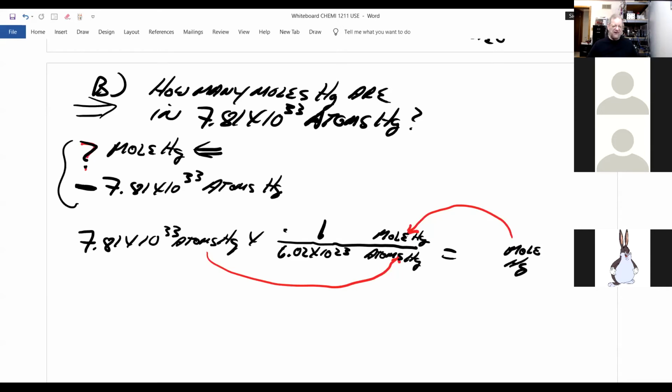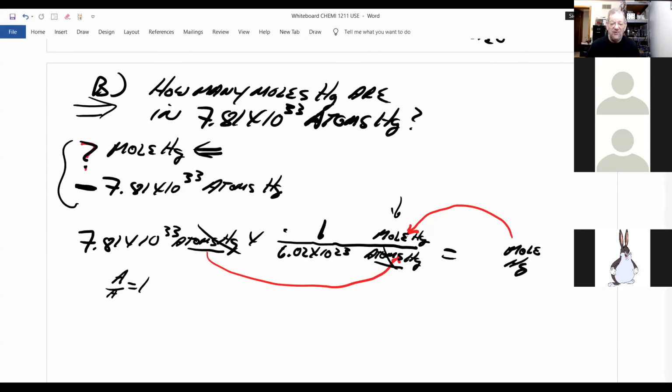Now, before I pick up my calculator, I'm going to check my units. Notice atoms of mercury divided by atoms of mercury. And anything divided by itself equals 1, meaning that cancels out. And I'm left with this. And now I can pick up my calculator.